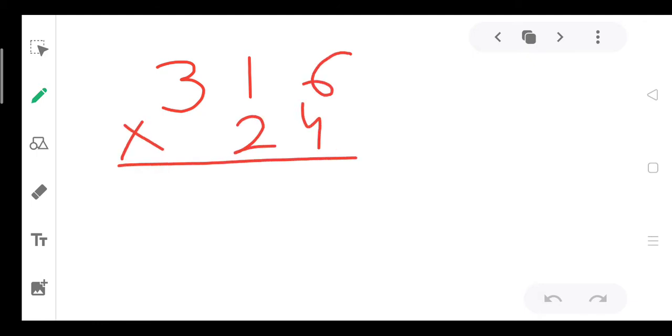Here the teacher is having a short screen, that's why I am doing it on the next page. But in your notebook you are having sufficient space, so you can do it easily. 316 we are multiplying by 24. Our first step is to write 24 in expanded form. What is 24 made of? 20 plus 4. So firstly we will multiply 316 by 4.